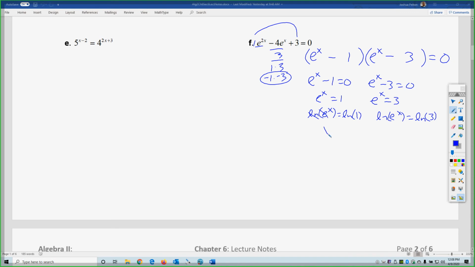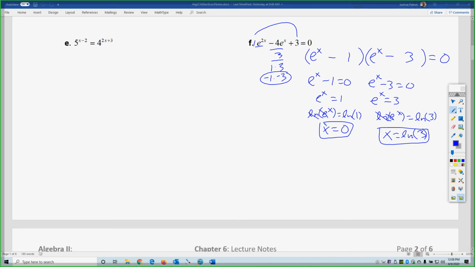That'll cancel there. x equals the natural log of 1. Well, the log of 1 for any base is 0. And then those cancel. x equals the natural log of 3. So we have 2 answers for this one.